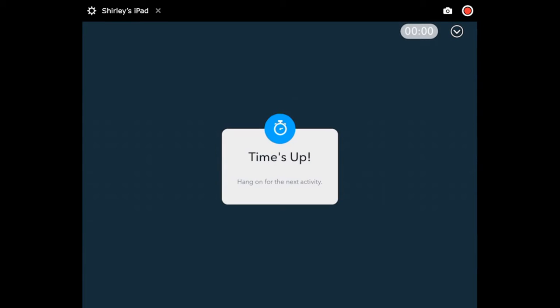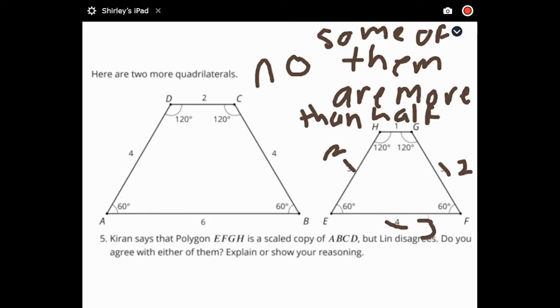Okay, I am going to share some answers with you. So I really like what this student did. So are they scaled copies? No, because some of them are more than half. So what this student noticed is that those top segments, DC and HG, was half of that. So half of 2 was 1. So then they went and tried to take half of all of the other side lengths, and it didn't match. Half of 4 is 2, and that shape was written as 3. Half of 6 was 3, but that shape was written as 4. So they noticed that that scale factor of 1/2 from the bigger to the smaller wasn't the same.